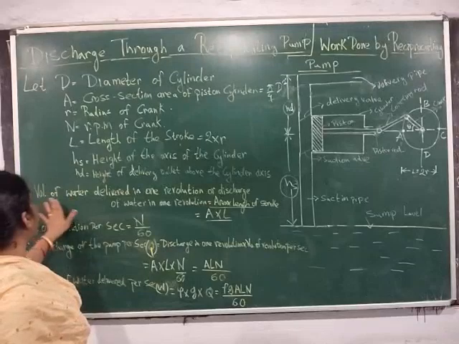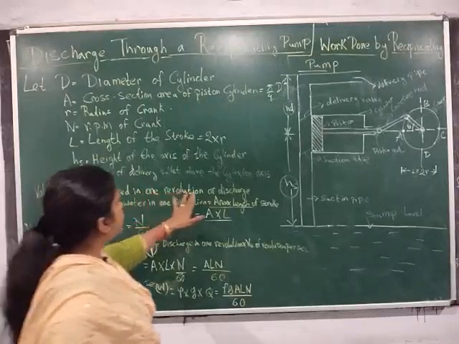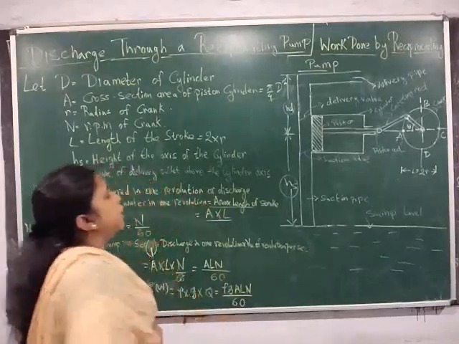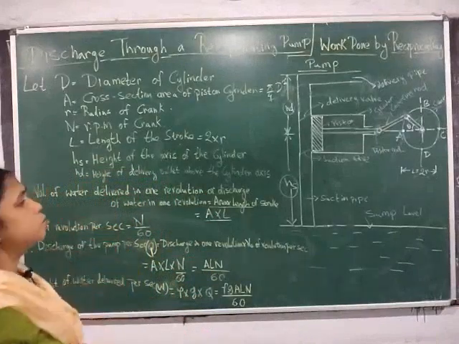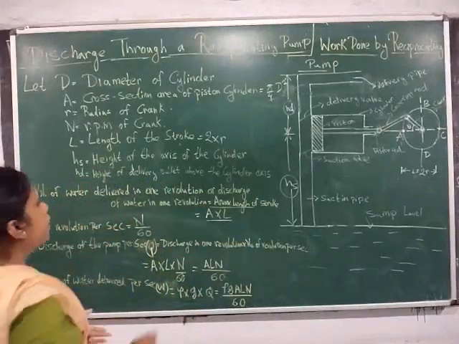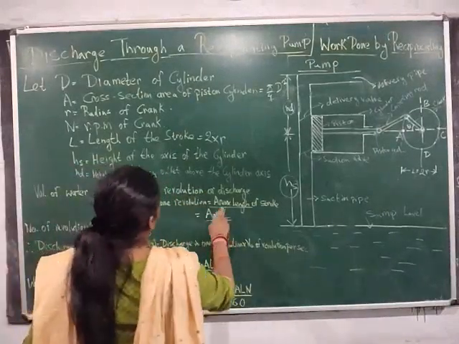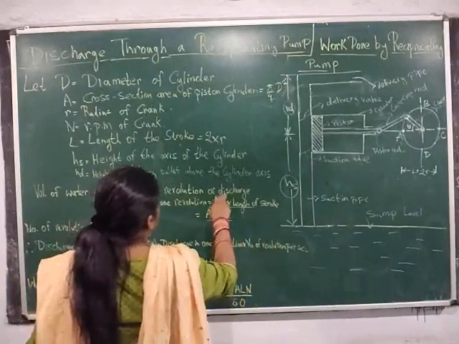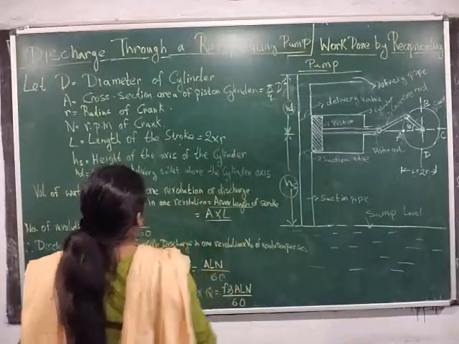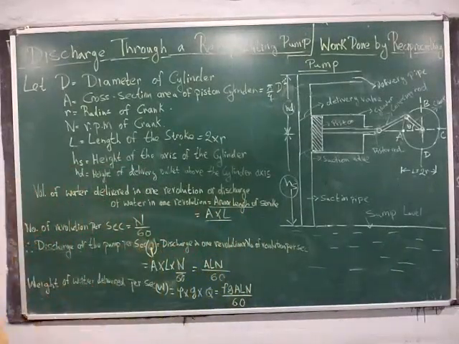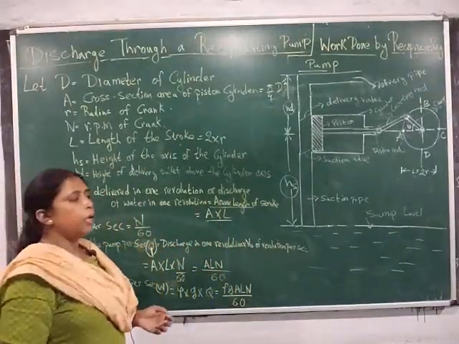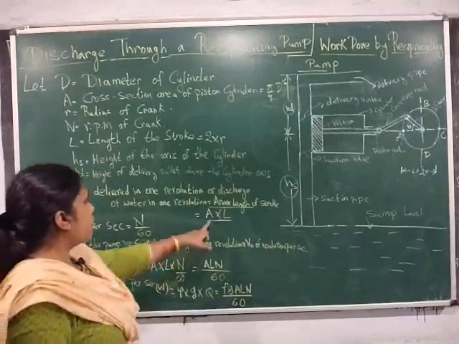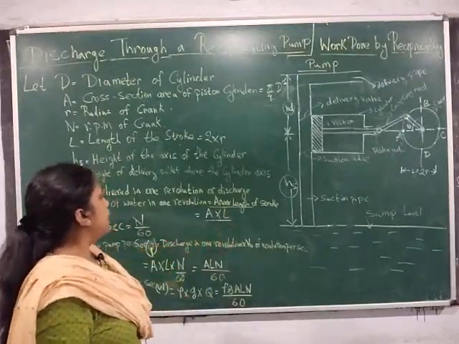Next, the volume of water delivered in one revolution. In one revolution, what is the volume of water delivered? It is A into L, where A is the area and L is the length of stroke. Or we can say the discharge of water in one revolution is equal to A into L.